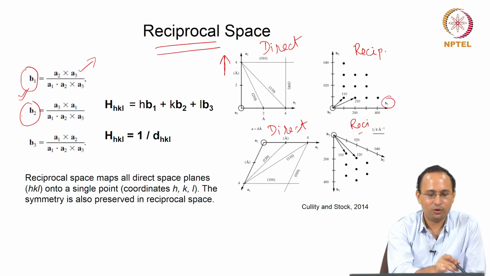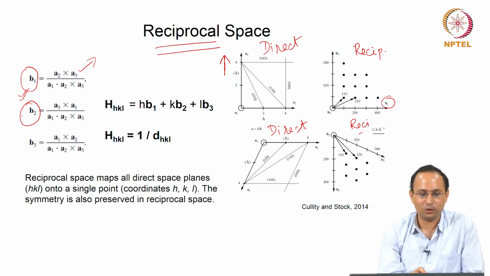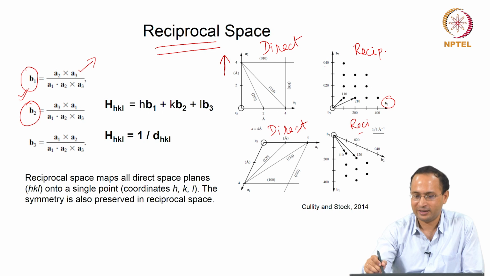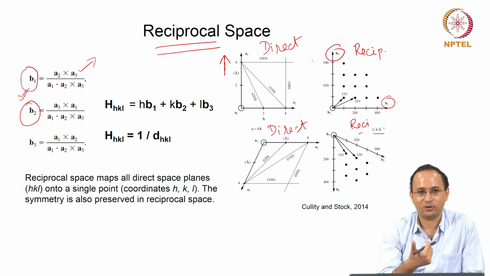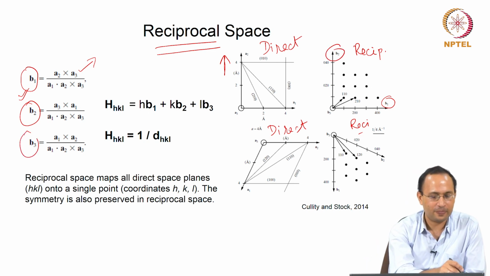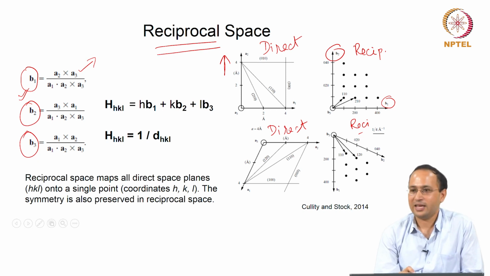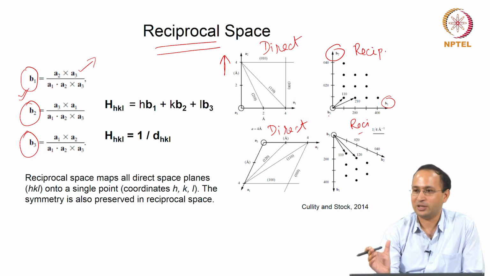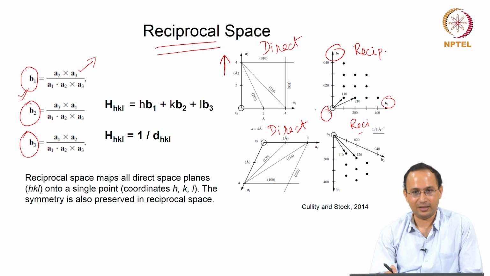Similarly, B2 in reciprocal space is A3 cross A1 over A1 dot A2 cross A3. A3 cross A1 is perpendicular to both A3 and A1, so that gives you B2. Similarly B3 can be written as A1 cross A2 over the same denominator, so B3 will come out of the plane. Now you understand how this is set up in reciprocal space.